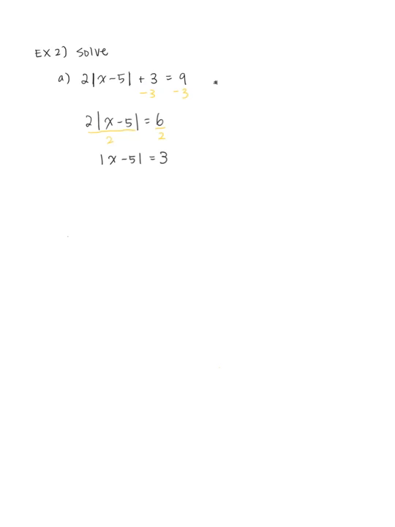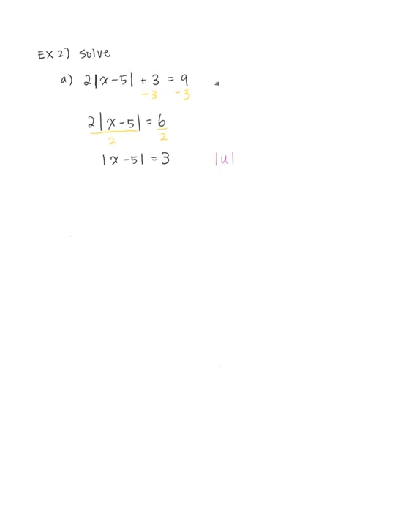Okay, now let's recall the theorem. The theorem says that if the absolute value of u equals a, that implies that u is plus or minus a. So in this case, our u is this x minus 5, and this is our a. So let's apply the theorem. This is going to be step number 2: drop that absolute value sign by using the theorem. So this implies that we're going to have x minus 5 equals plus or minus a, but a is 3. So x minus 5 equals plus or minus 3.